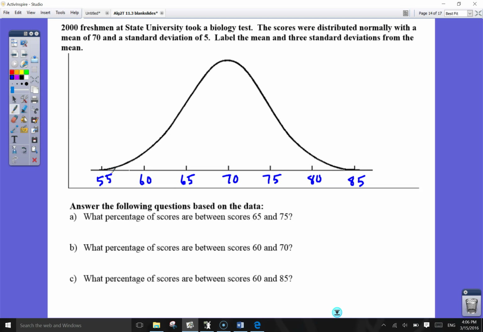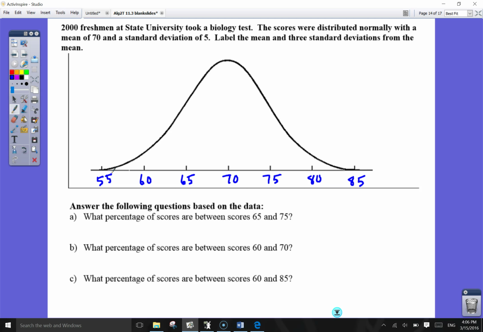Okay, you should have that in front of you before you get started. You might have to hand draw your own normal curve, but whatever you can, it might help you to draw the picture. What percentage of the scores are in between 65 and 70?